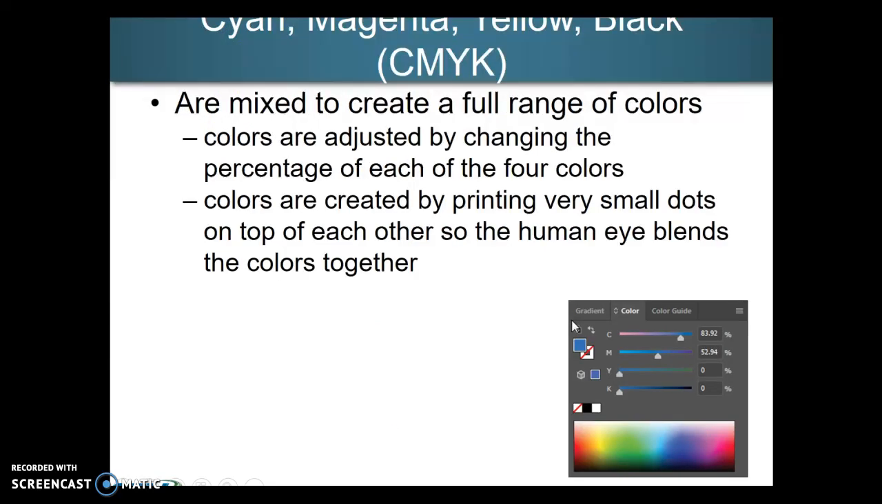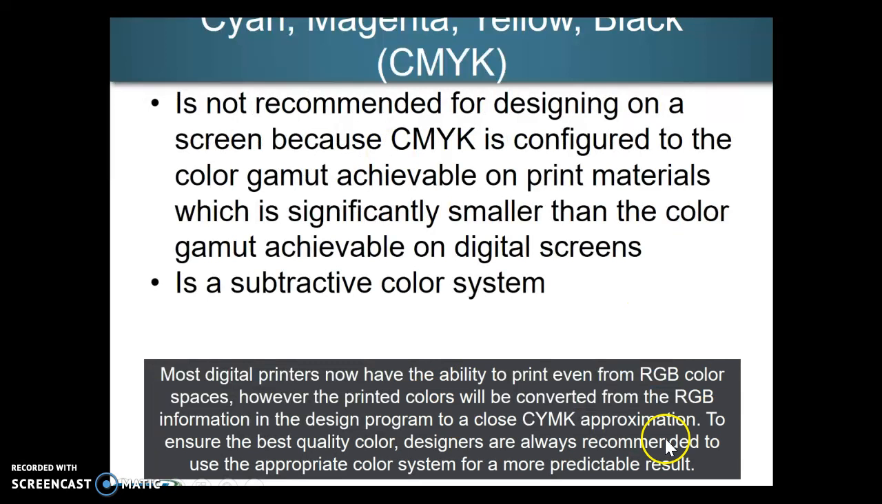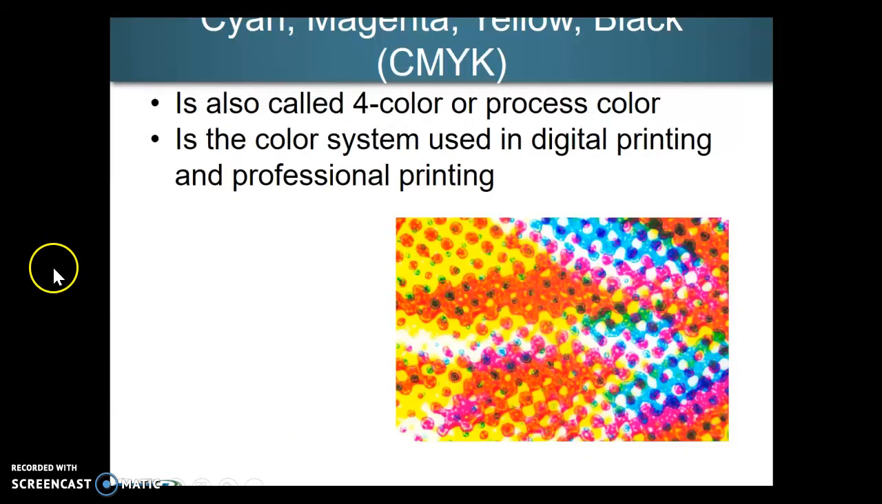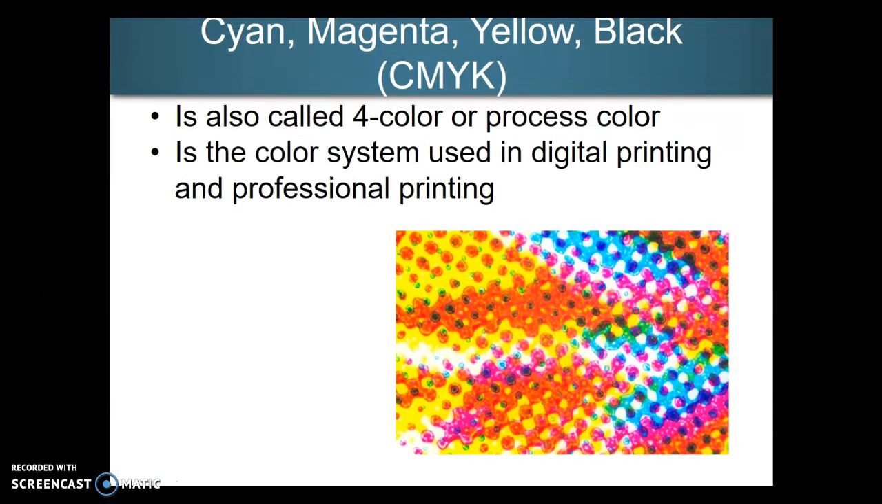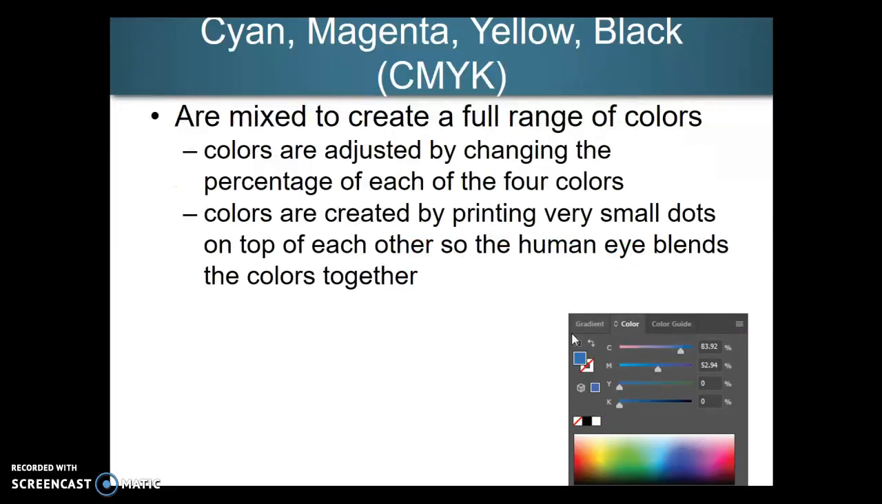CMYK is cyan, magenta, yellow, and black. It is also called four-color or process color. It is the color system used in digital printing and professional printing. All are mixed to create a full range of colors. Colors are adjusted by changing the percentage of each of the four colors. Colors are created by printing very small dots on top of each other, so the human eye blends the colors together.